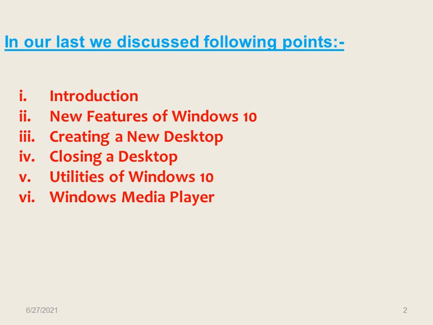Then we discussed the utilities of Windows 10: disk cleanup, recycle bin, how to burn a CD, how to rip a CD, and what is the difference between ripping a CD and burning a CD. And lastly, we discussed what is Windows Media Player. Windows Media Player is used for both audio and video files.